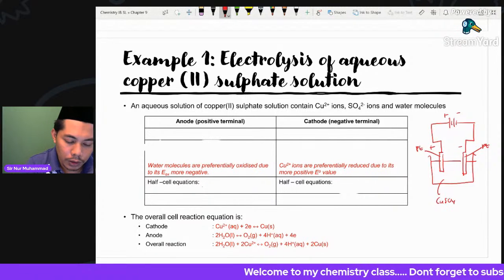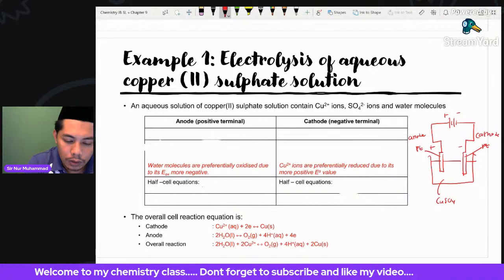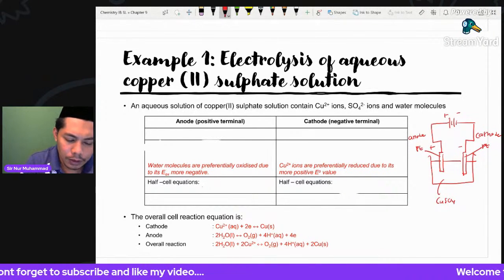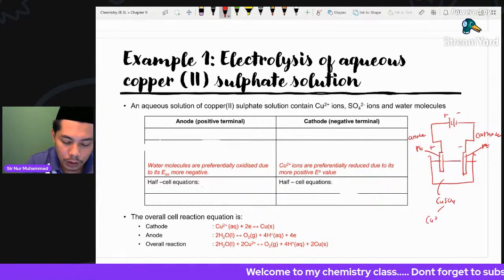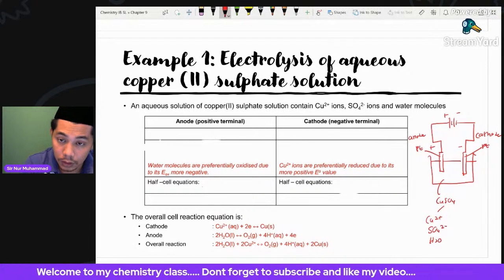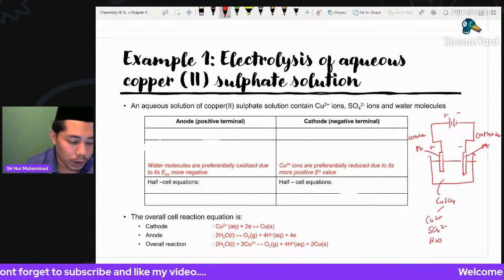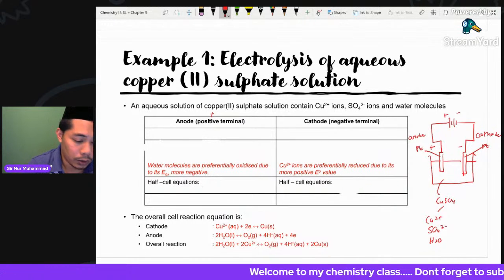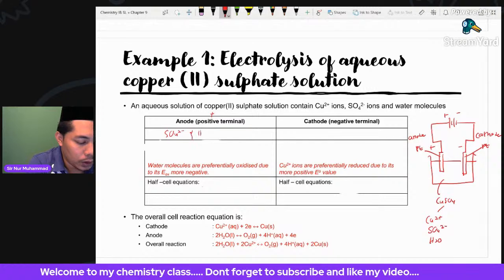So which one is anode? Anode is positive terminal, cathode is negative terminal. So the second step is, you must know which ions are inside the electrolyte. Here we have Cu2+, we have SO4 2-, and water molecule. Now let's decide which ion or molecule moves to the anode. For the positive terminal, negative ion will move to the anode. Negative ion is SO4 2- and water.